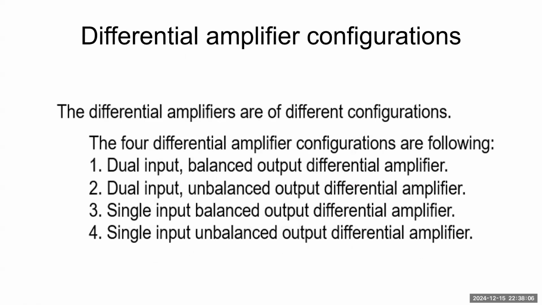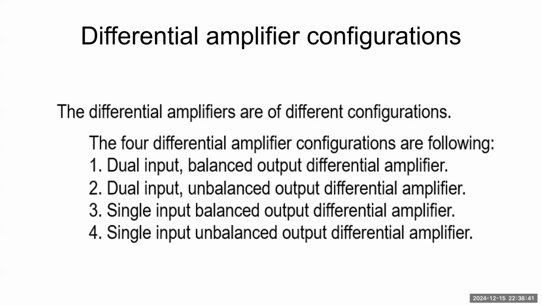Coming to the different configurations of the differential amplifier, we can categorize them into four categories based upon how we give the input and how we take the output. If input is applied to both bases, we call it dual input, and if it is given at only one of the bases, we call it single input. Similarly, if the output is collected across both the collectors, we call it balanced output, and if it is collected across only one collector, we call it unbalanced output.